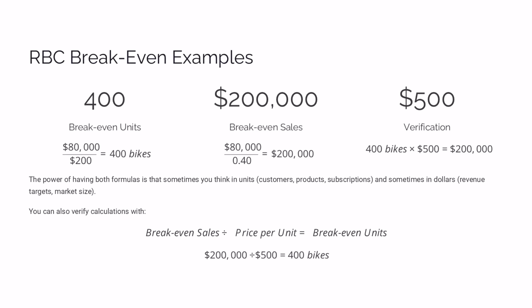For Racing Bicycle Company, break-even units equals $80,000 divided by $200 equals 400 bikes, while break-even sales equals $80,000 divided by 0.40 equals $200,000, and we can verify this because 400 bikes times $500 equals $200,000, proving our calculations are correct. And these two methods always give you the same answer, which is a beautiful mathematical proof that helps verify your calculations.